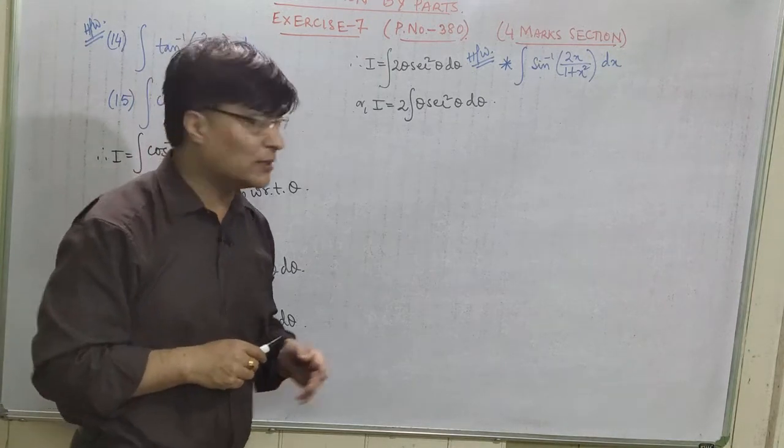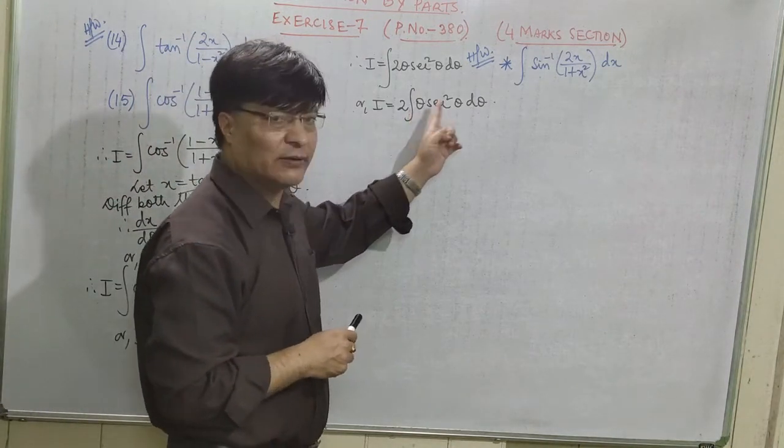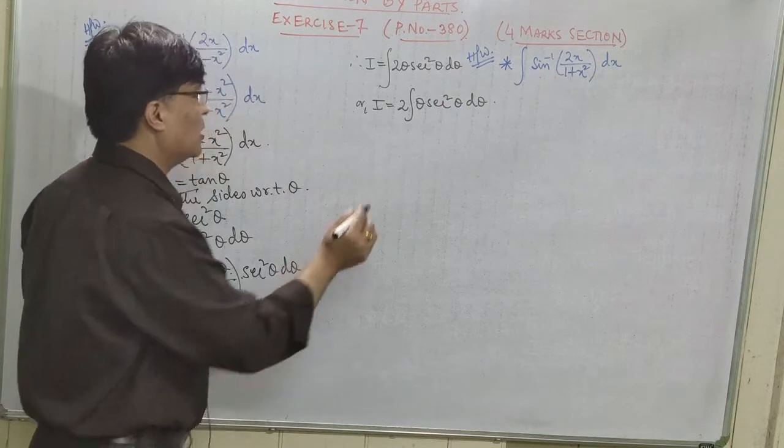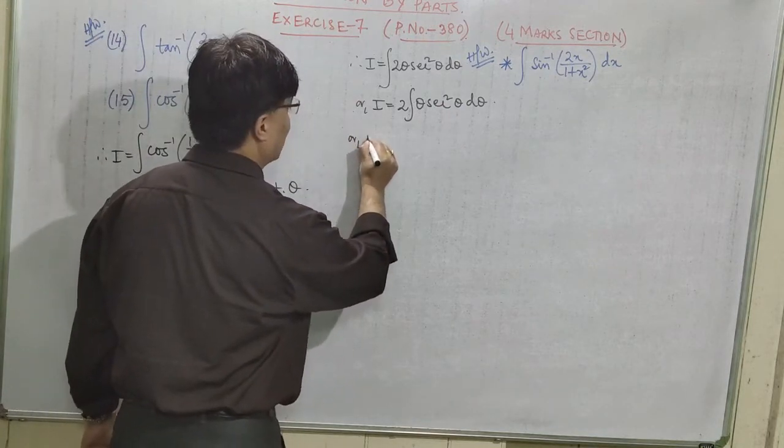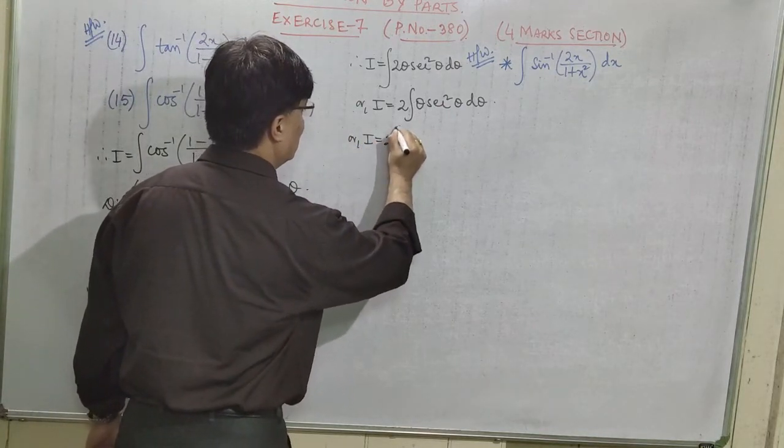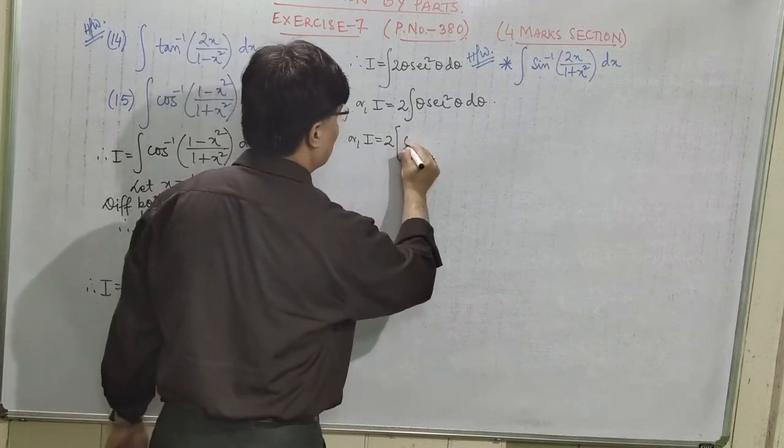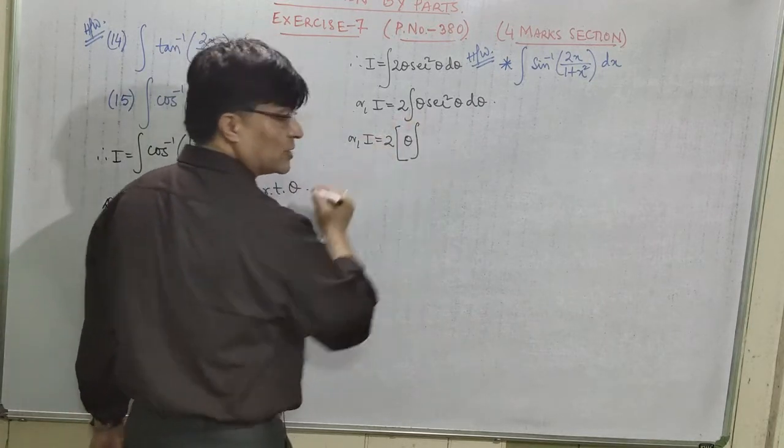A comes first, isn't it? That means theta is the first function here and sec square theta is the second function. So let us use integration by parts in this case. I is equal to 2 within third bracket, theta comes outside the integral sign because theta is the first function.